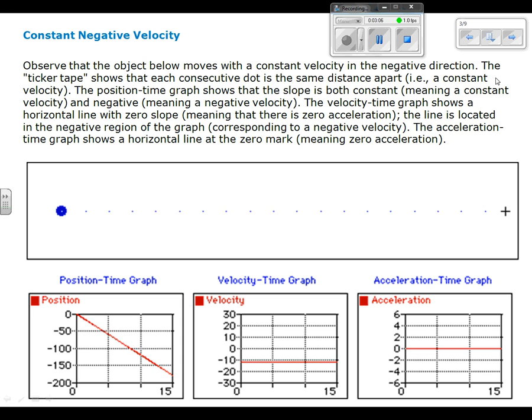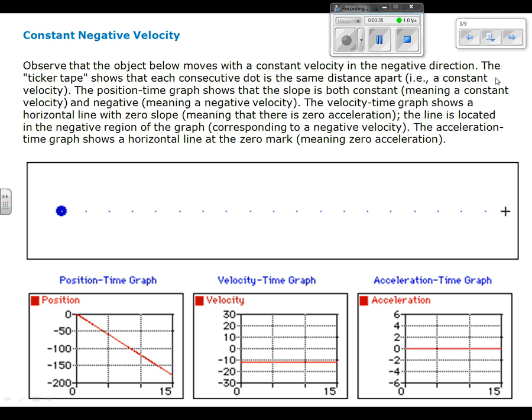And the corresponding position time graph. Now notice here that the position time graph starts at 0 and goes into what territory? Negative territory, right? The negative region. But it's still straight. Why is it straight? Still constant speed. The straight graph indicates constant speed. The negative area indicates it's moving to the left.